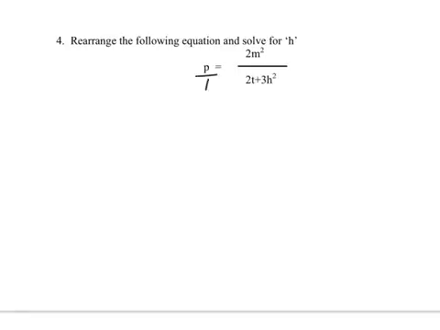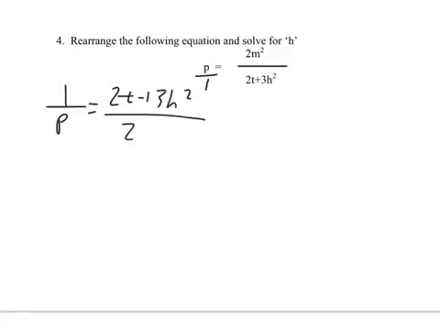Since that p over 1 is on the left-hand side, flip the left side, flip the right side. That's also a legitimate solution, so I'm going to go ahead and do it that way instead. So we got 1 over p on the left equals our 2t plus our 3h squared, all of that over 2m squared. Again, cross multiplication could have been used instead.